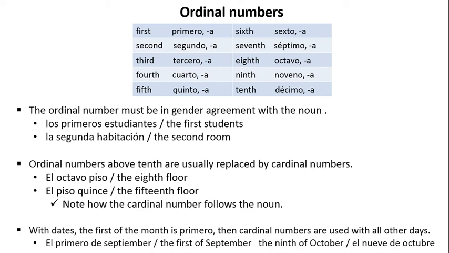With dates, the first of the month is primero, then cardinal numbers are used with all other days. El primero de septiembre is the 1st of September. The 9th of October is el nueve de octubre.